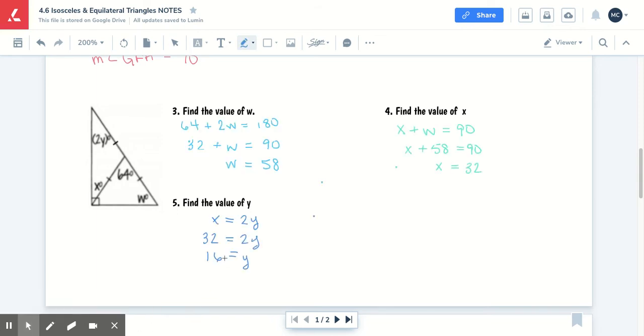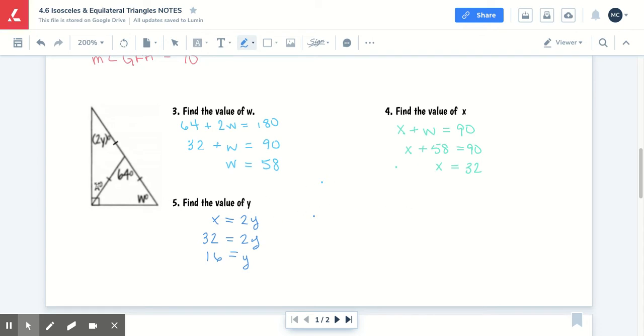Okay, welcome back. On this one, you should have gotten that w was 58 because the three angles of this triangle add to 180. Then I set it up as 64 plus 2w, since these two angles down here have to be congruent, equal to 180. And then solved, and I got w was 58.